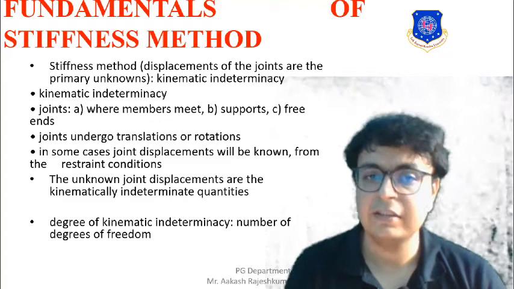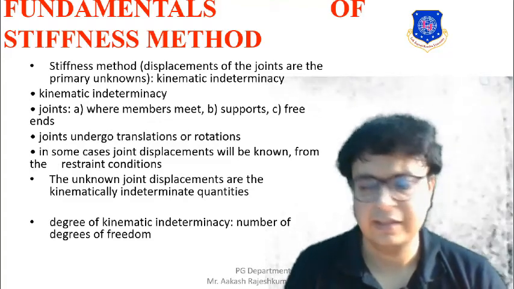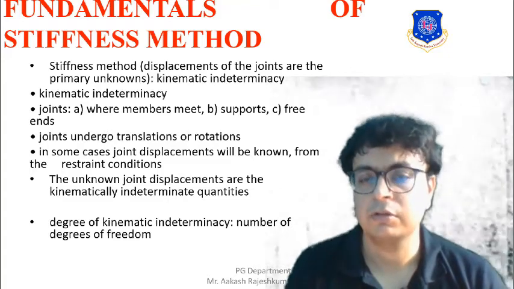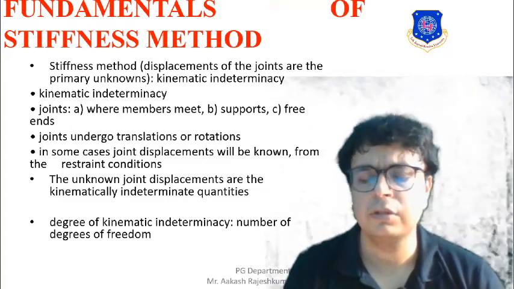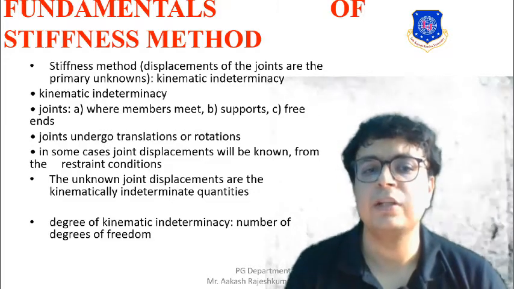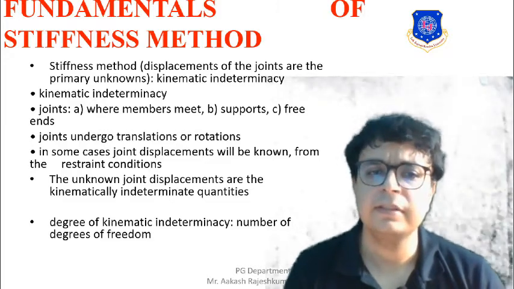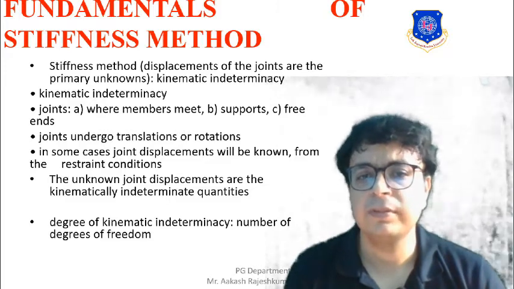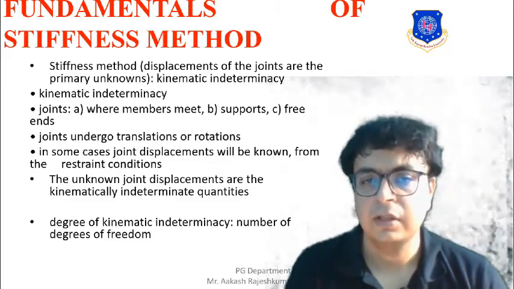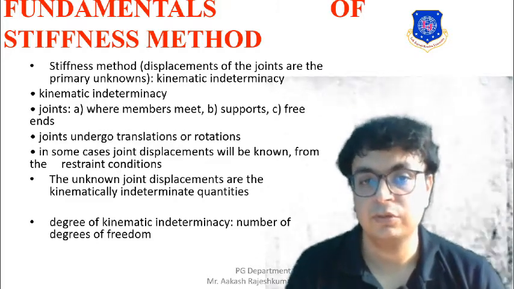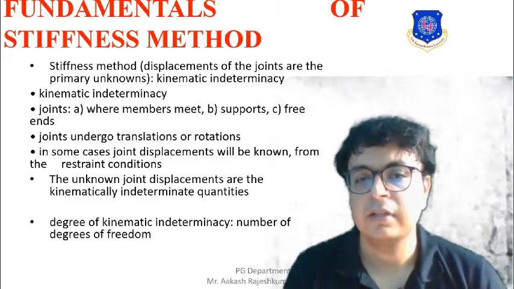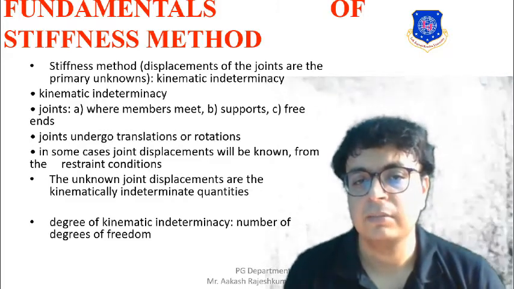Joints can undergo translation and rotation at any point of a joint, whether it is a support joint or a member-to-member joint, any kind of joint. It can undergo translation when it is being loaded. In some cases, joint displacement will be known from the restraint condition, based on the type of support it has, meaning what restraint conditions are provided to the structure. We can come to know about what the kinematic indeterminacies are.